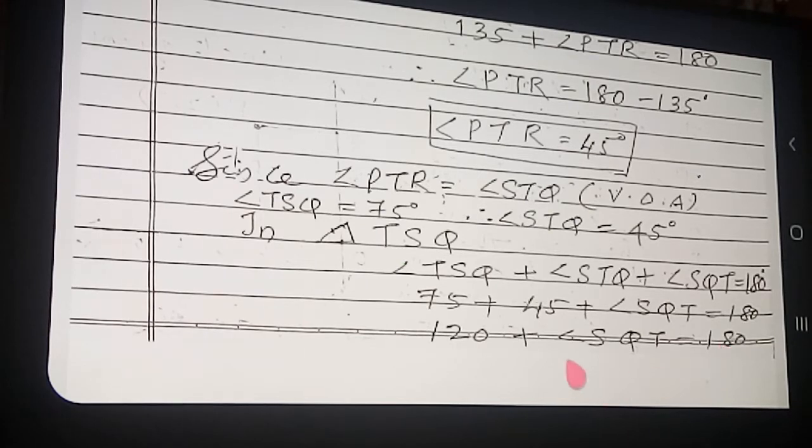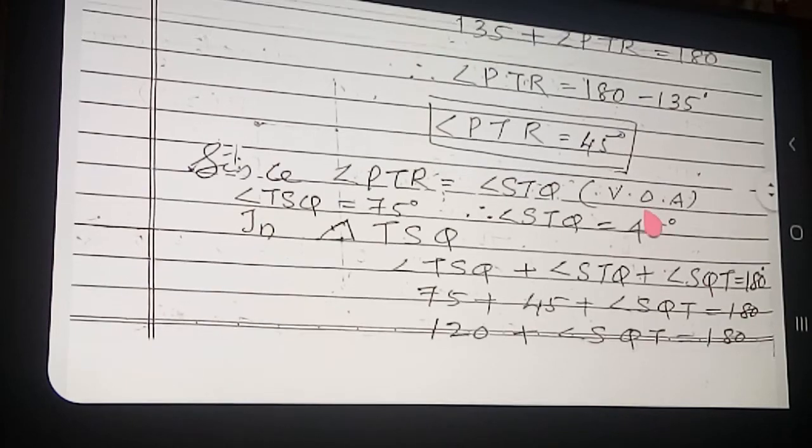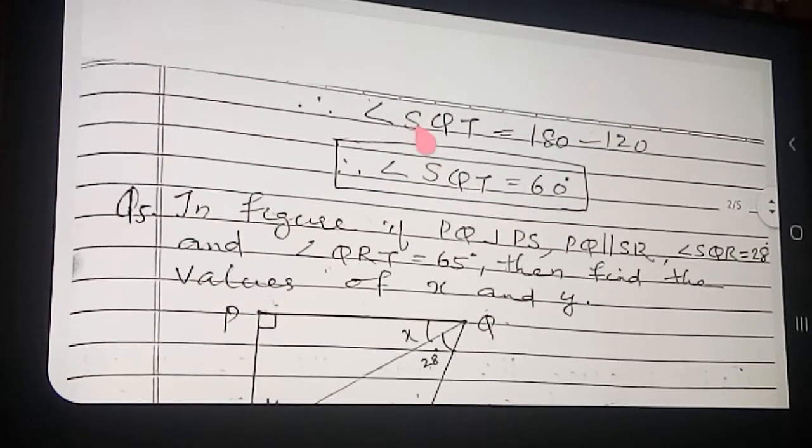180. Therefore, how can we find out the angle SQT? Angle SQT is equal to 180 minus this 120. So 180 minus 120, what will come? 60. So I have written it the next way. See, angle SQT is equal to 180 minus 120. Therefore, angle SQT is equal to how much will come? 60 degree. Okay, got clear now?